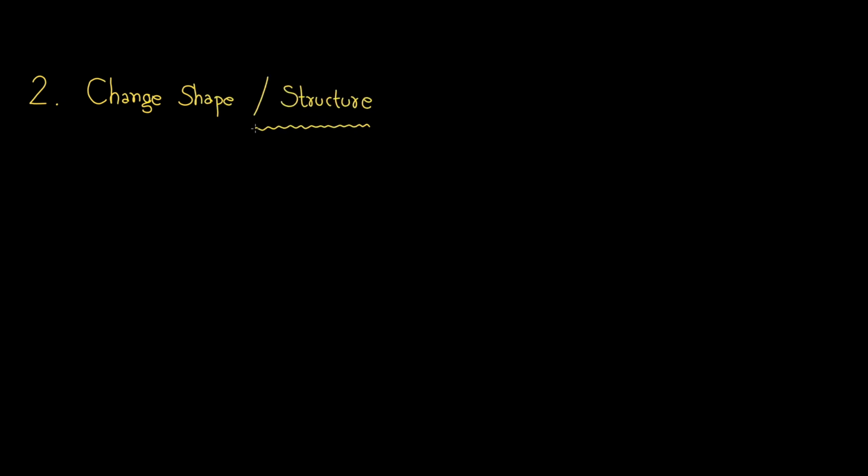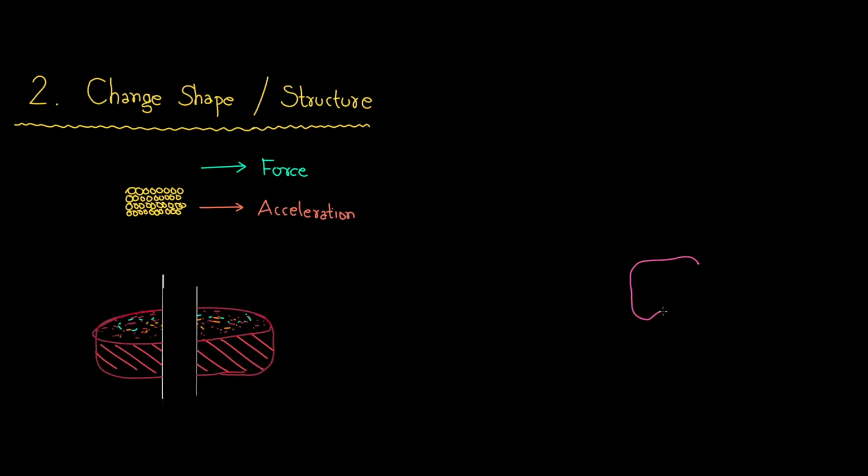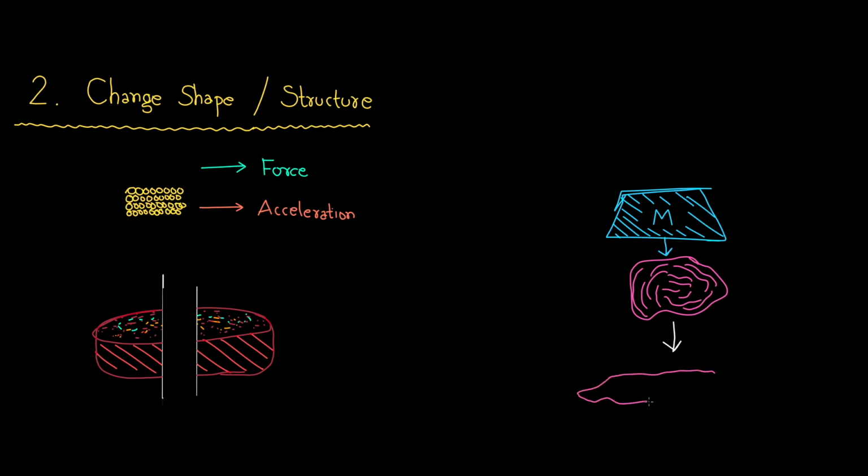Forces can also change the shape or the structure of a material. An example would be atoms regularly arranged. When you apply a force, that causes an acceleration between the atoms, and that causes the shape to change. When you cut something, you cut a cake, for example, the structure changes. Let's say you have a piece of Play-Doh and you drop a mass on it. Well, then the Play-Doh will become flattened and soft, and that is changing the structure of the object.